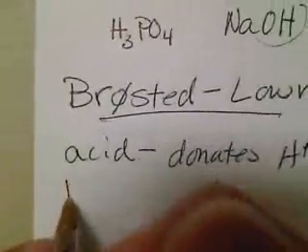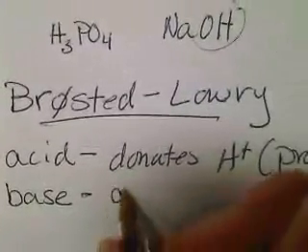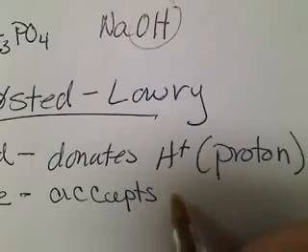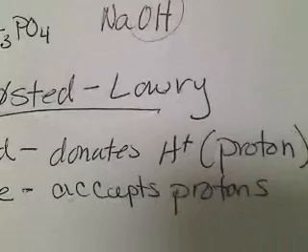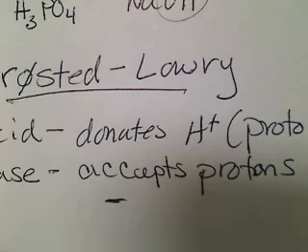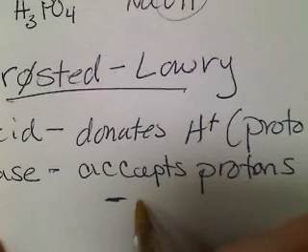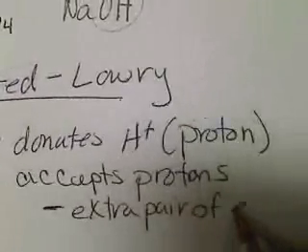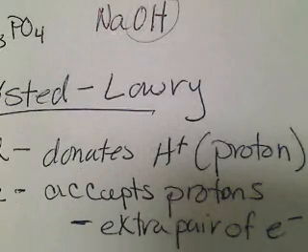Now, the definition for a base is where it changes just a little bit. A base is going to accept protons. Typically, bases are going to have an extra pair of electrons. We'll talk about that a little further, but your basic Bronsted-Lowry definition is that a base accepts protons.